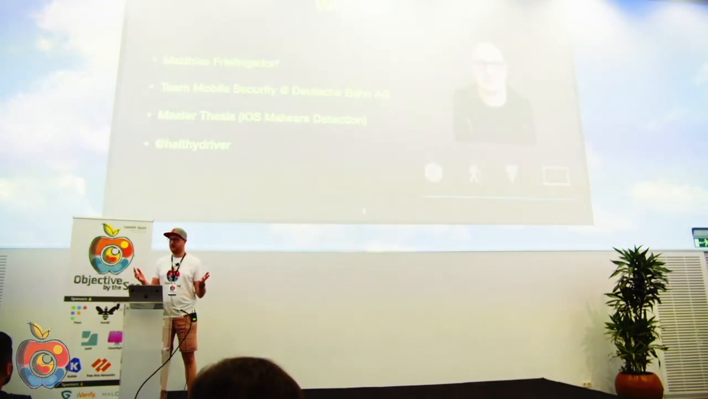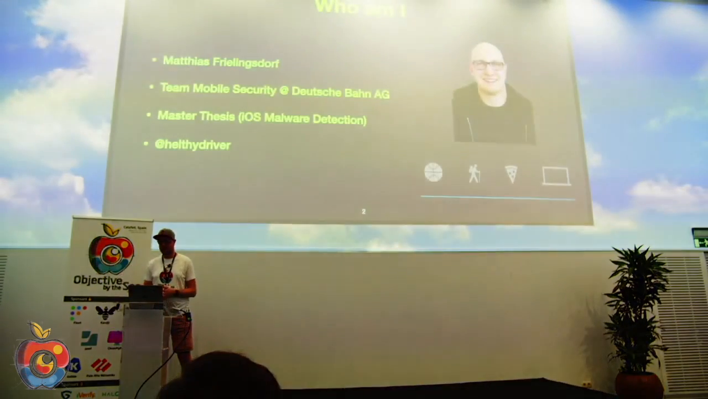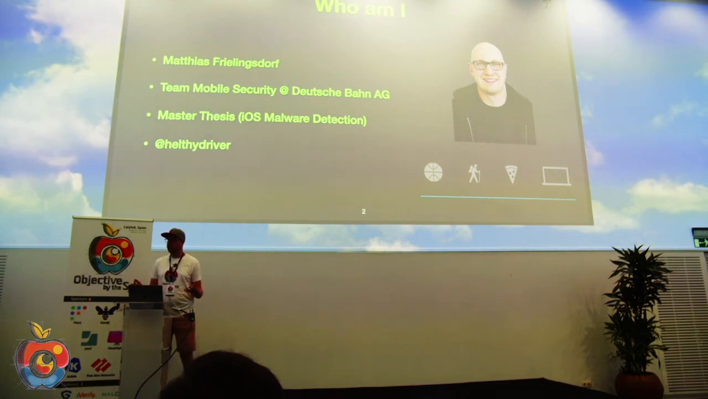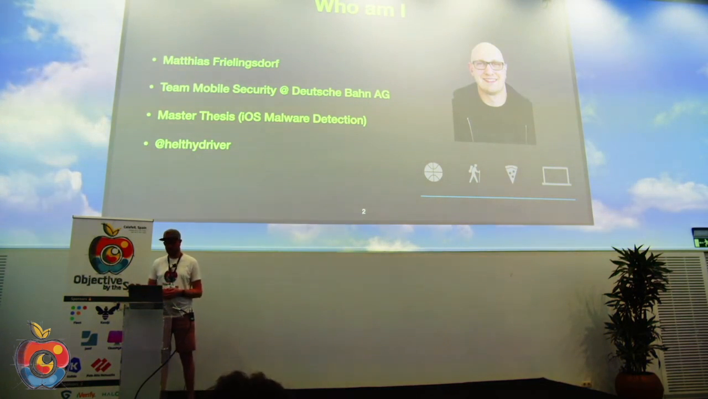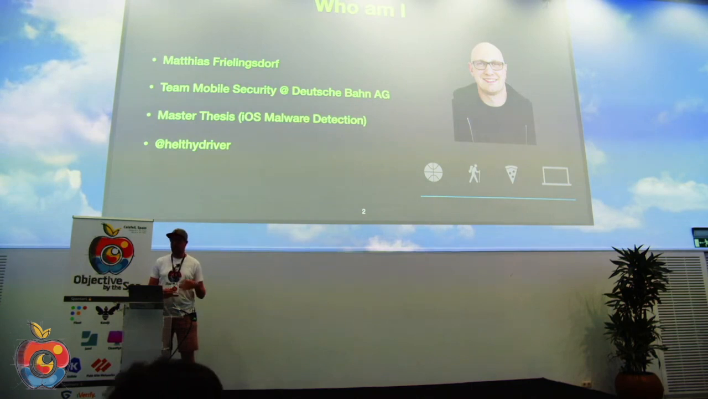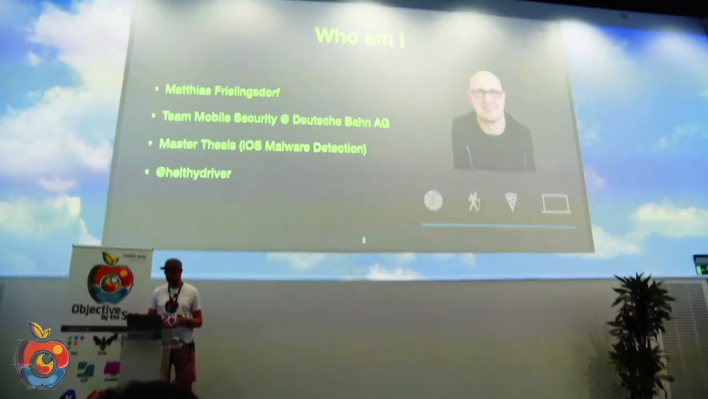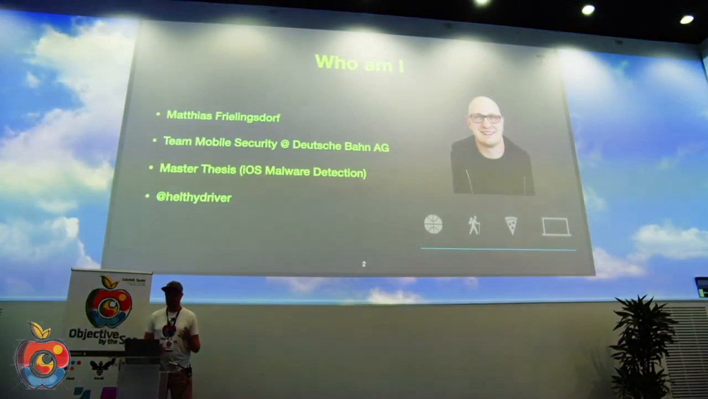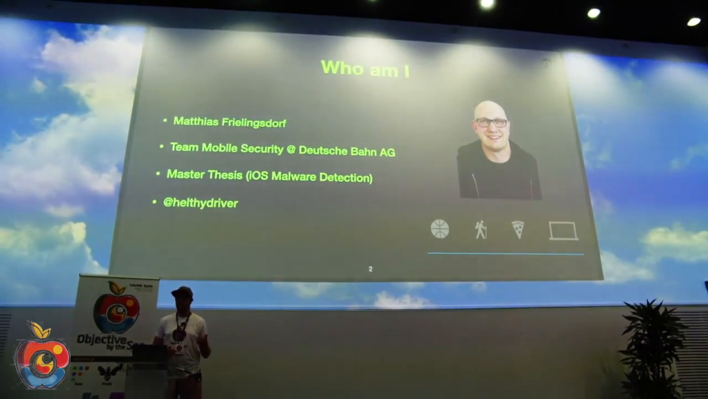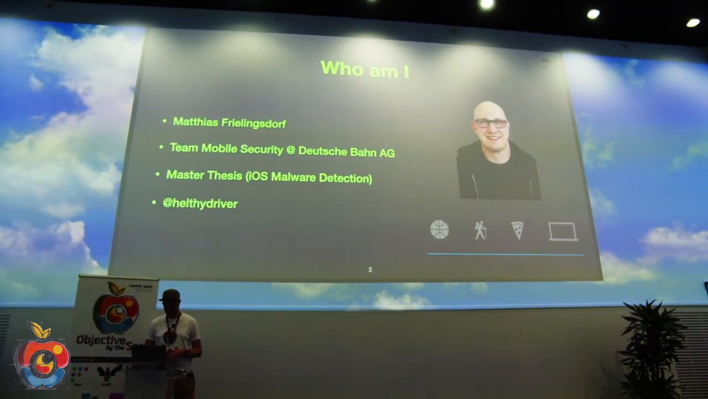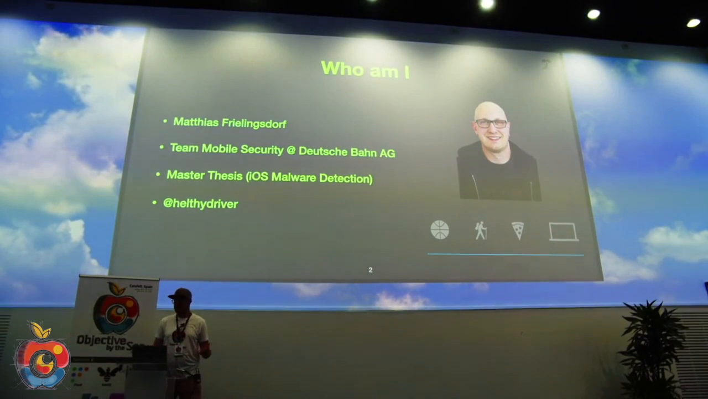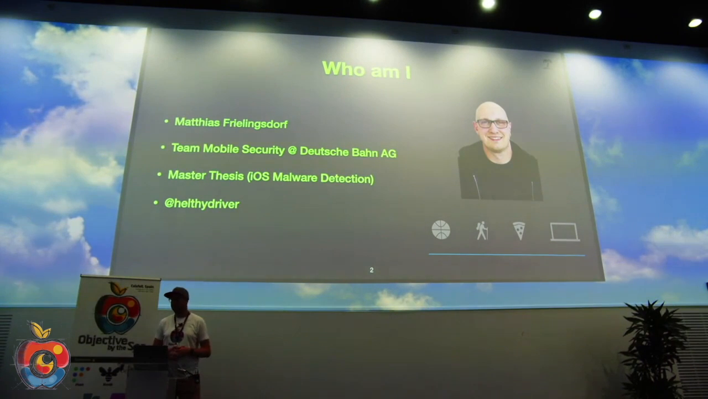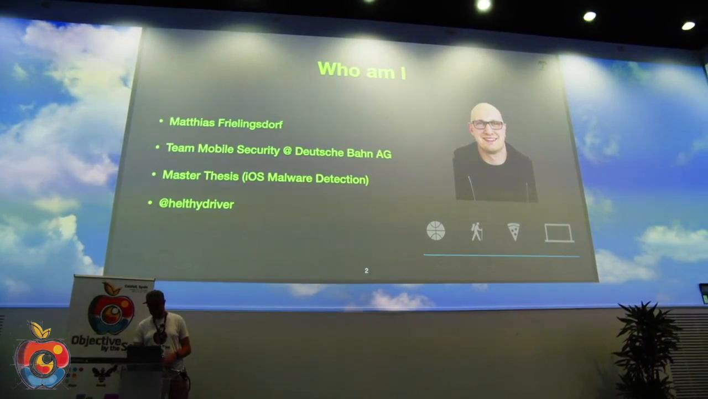So let me shortly tell you something about who I am. My name is Matthias. I am working at Deutsche Bahn in the mobile security team. So we're basically responsible for the security of every mobile device operated by Deutsche Bahn. Shortly ago, I wrote my master's thesis about the detection of iOS malware. A lot of the things that I'm covering in this talk today are still valid, even though that thesis was handed in 2019. And if you'd like to connect on Twitter, my handle is Healthy Driver without an A. That's some kind of a childhood mistake.